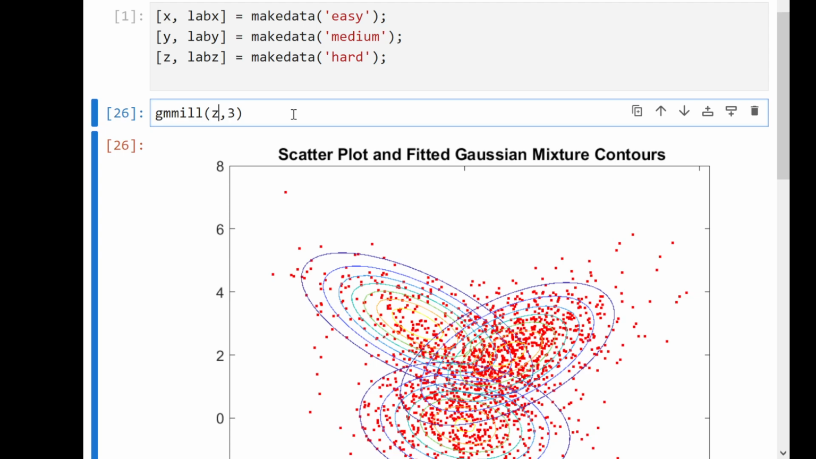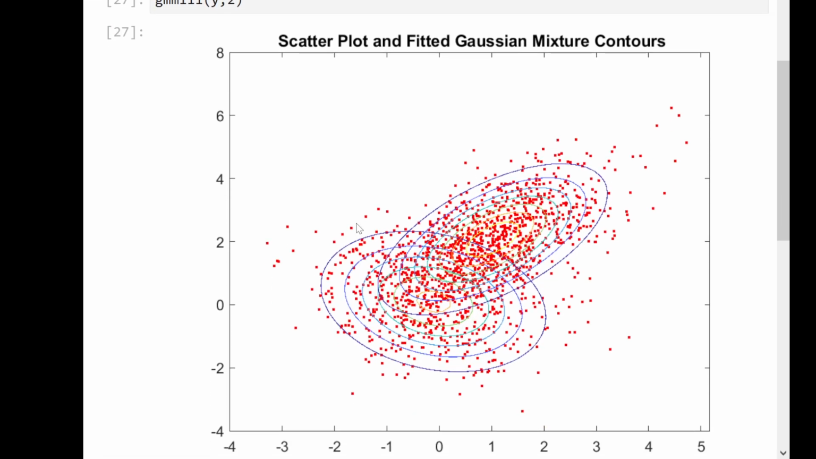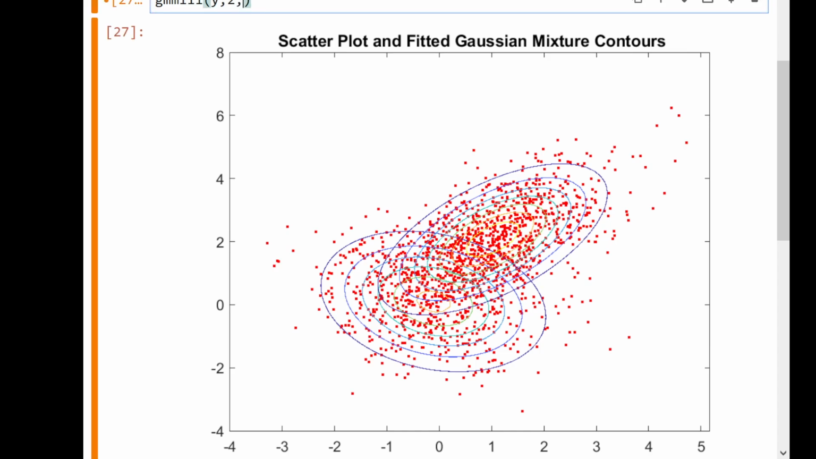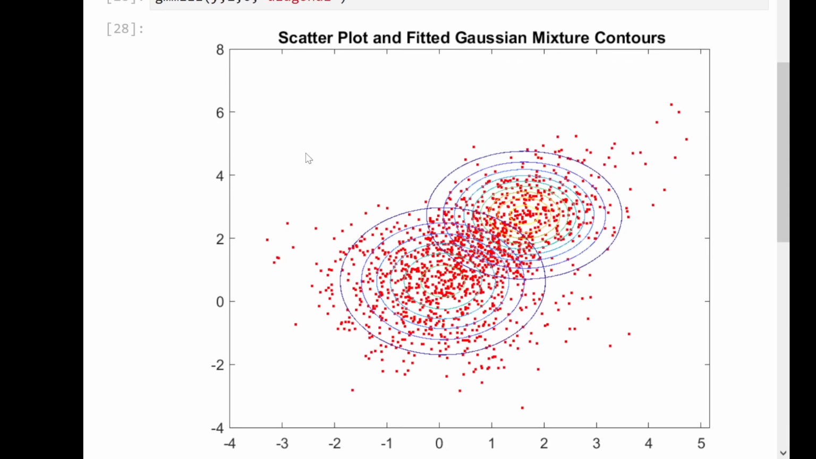So let's go back to this guy. Here, this is the full covariance fit. If I were to say, only give me diagonal covariance matrices, then my ellipsoids are forced to be axis aligned, meaning that I have less representational ability, but also I have fewer parameters, because a diagonal matrix only has values along the diagonal.